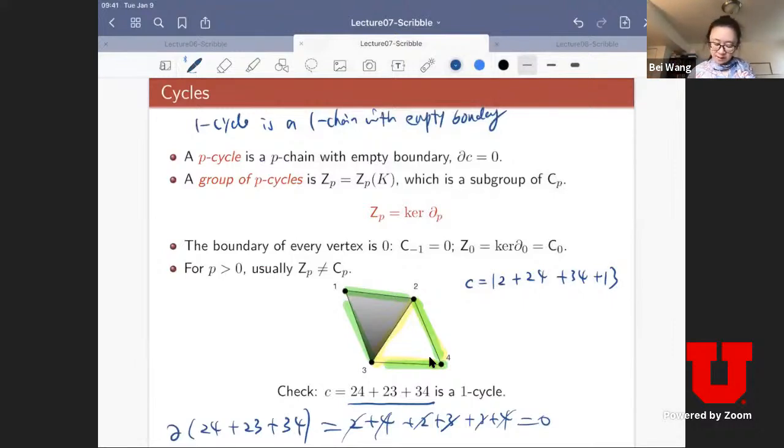But here, if I take the boundary of it, it's 1 plus 2 plus 2 plus 4 plus 3 plus 4 plus 1 plus 3. So every single vertex showed up twice. So that's 0. So this is a cycle.